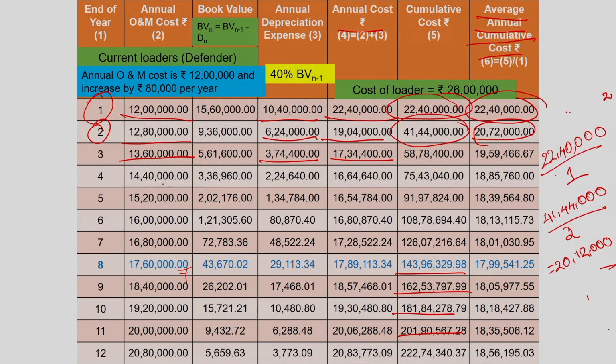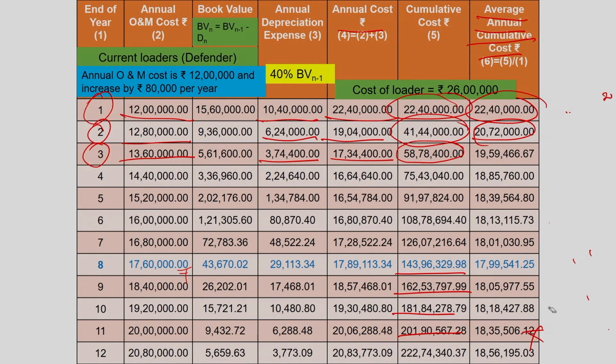Similarly, you divide the cumulative cost 58 lakh 78,400 by the number of years 3, and that gives you 19 lakh 59,466.67. Like that you keep calculating. So, as I told you, we are doing it on a cumulative basis. It means that if you are holding this Defender machine with you for 3 years, the average annual cumulative cost which you are going to incur for the past 3 years is 19 lakh 59,466.67.